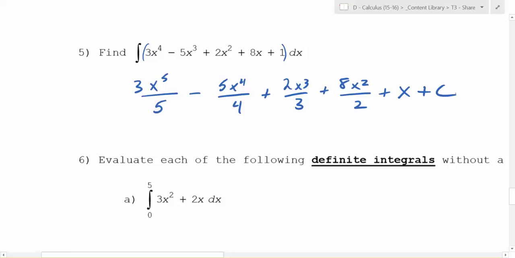So that becomes 5, but you have to cancel the 5 out. That becomes 4, you have to cancel the 4 out. Yes? I thought it was a over x.